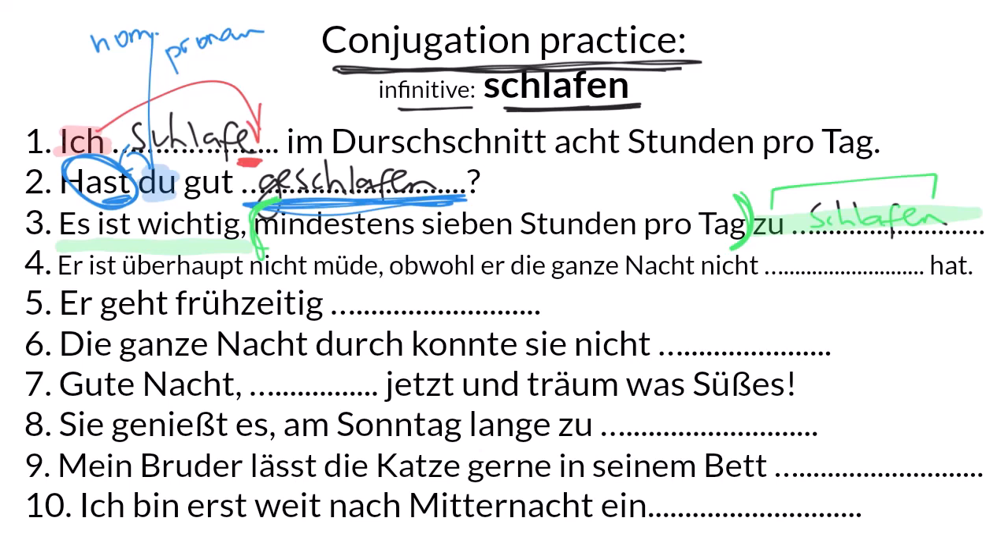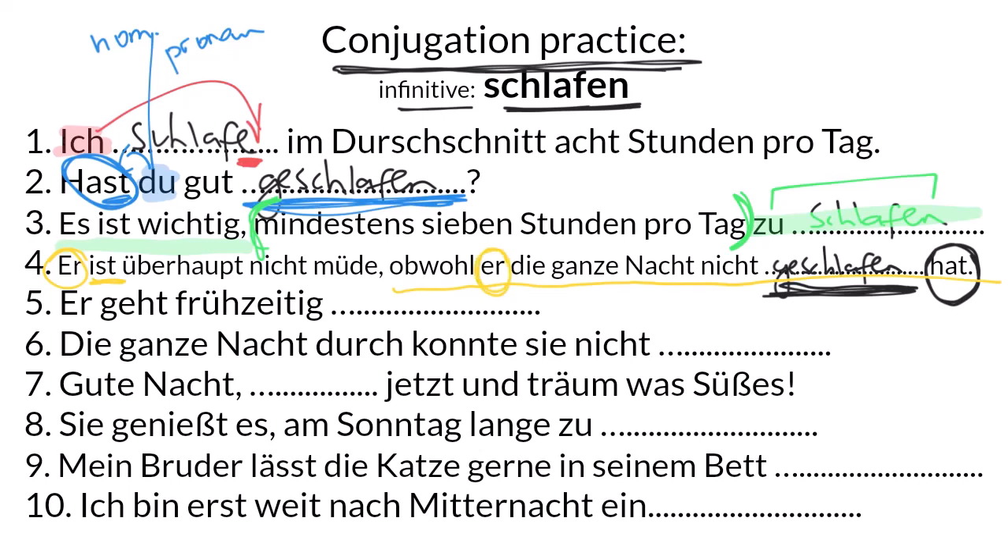Number 4, er ist überhaupt nicht müde, obwohl er die ganze Nacht nicht geschlafen hat. So once again here, I'm giving you the helping verb, which means it's really easy to determine what tense the verb should be in, and it's the perfect past tense with the past participle there. What's interesting about this sentence? Well, er is in charge of the verb in the first clause, ist. He's not tired at all. And then in the second clause, although he didn't sleep the whole night, we've got er again in charge of the verb.